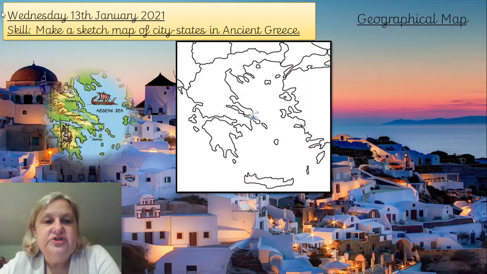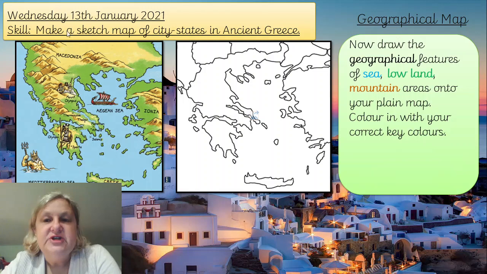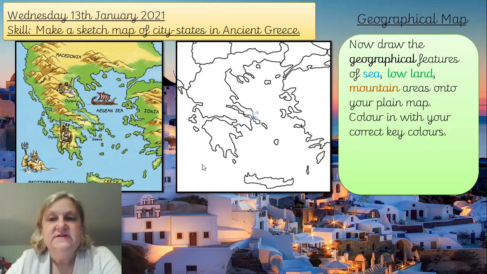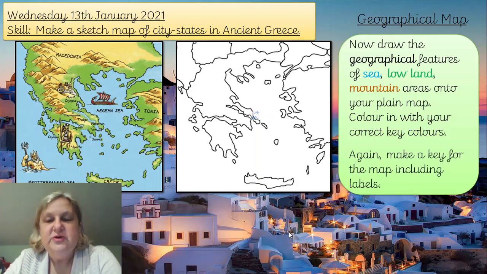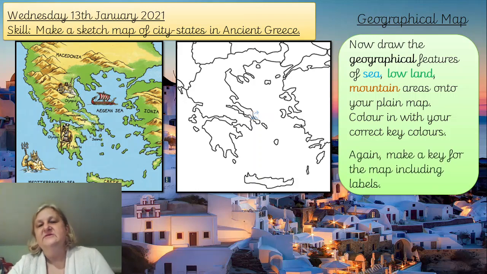Okay, so you're going to draw onto your geographical map. You did draw some of the labels for these areas last week, but this time you're actually going to draw in those features. You can draw the sea, you can colour in the sea, the lowland and those mountain areas, and they need to look like a little mountain, and when you do your key you can put a little mountain in there as well.